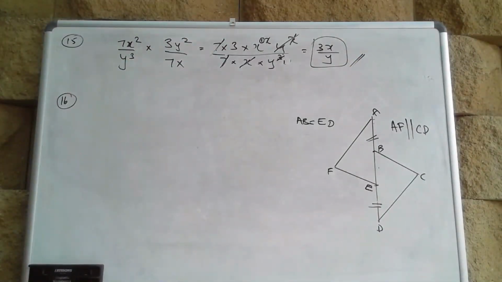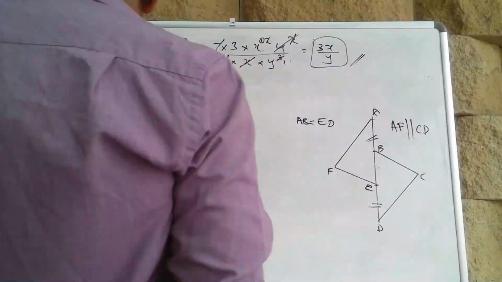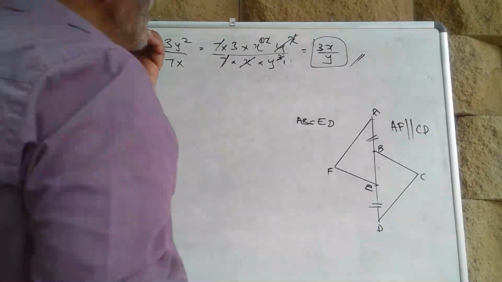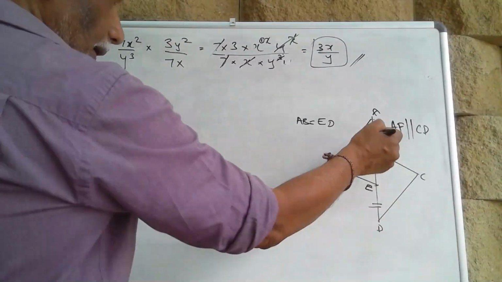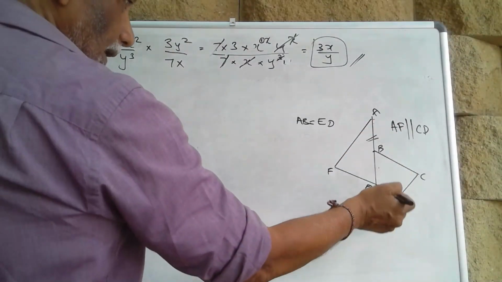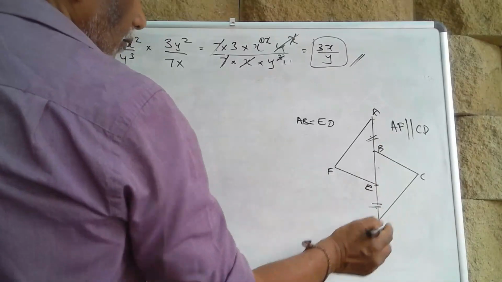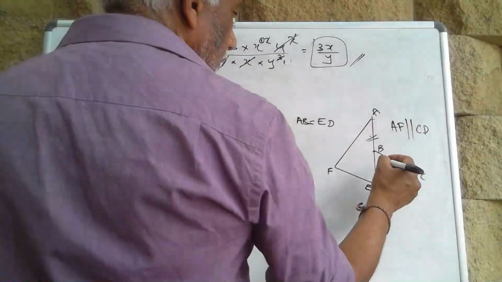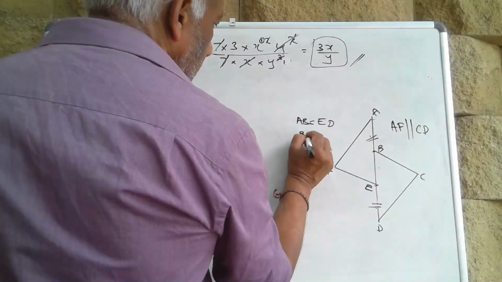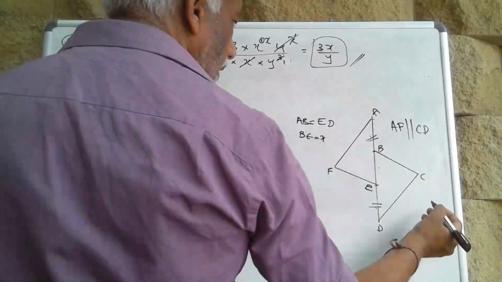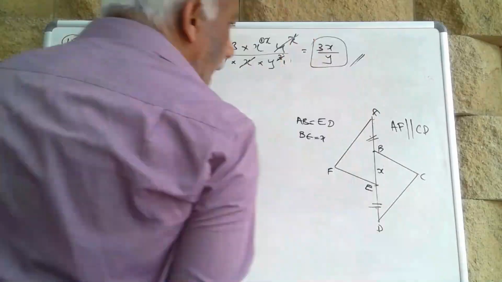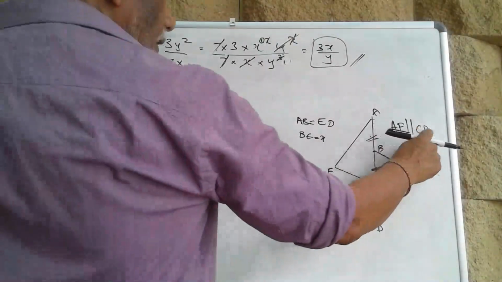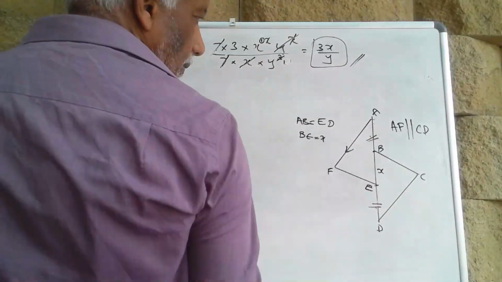Question number 16. It looks big, but you have to understand the concurrent theories, then we can work it out. We are given AB equals ED, so that one is equal to that one. I'm going to call this one between B, x, because I don't want to write all the time. Also given AF parallel to CD.